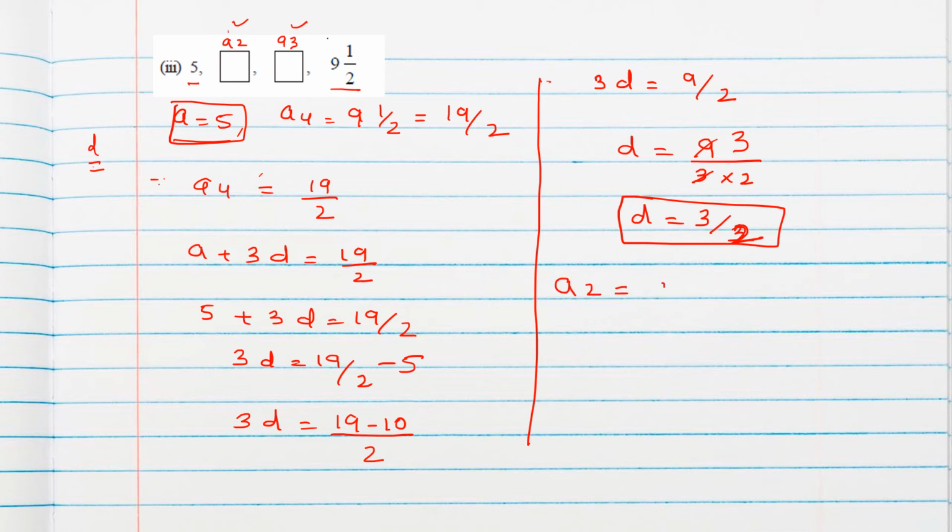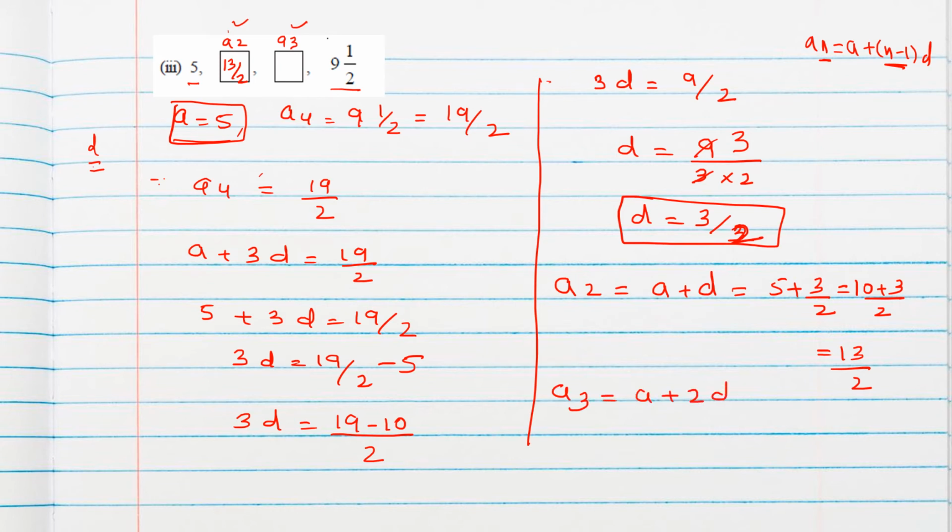So A2 will be what? A plus D, using the formula An equals A plus n minus 1 D. For A2, that means 2 minus 1, 1D. A is 5, D is 3 by 2, so 5 plus 3 by 2, that is 13 by 2. So in the second box 13 by 2 will come. Then we need to find A3 also. A3 formula is A plus 2D, where A is 5 and D is 3 by 2. 2 and 2 cancel, 5 plus 3 gives 8. So A3 is 8.